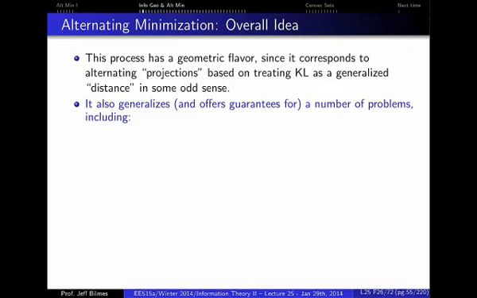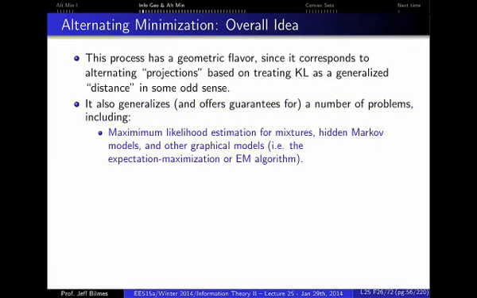But this idea also generalizes a number of problems, including maximum likelihood estimation for mixtures, for example hidden Markov models, estimating the parameters in a maximum likelihood sense of a hidden Markov model, or other graphical models, or just a Gaussian mixture. That's the EM algorithm. The EM algorithm is a very generic algorithm for computing the maximum likelihood over any graphical model where some of the variables are hidden and some of the variables are observed. And you still want to come up with an estimate of the maximum likelihood.